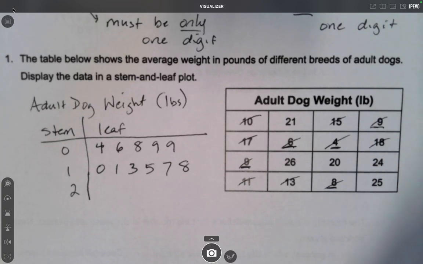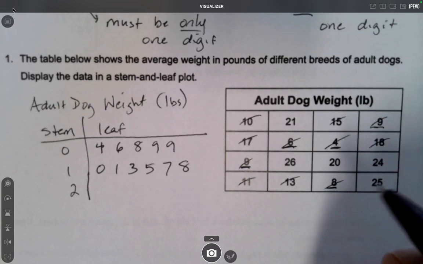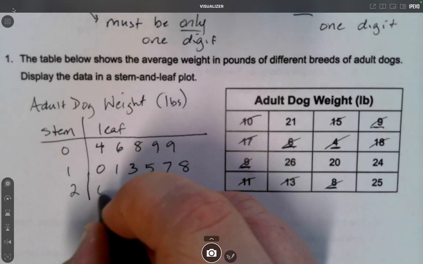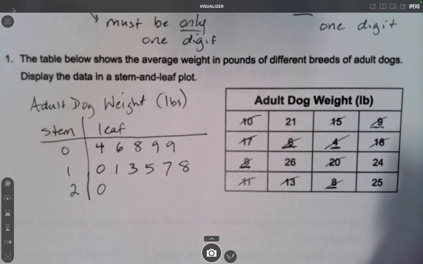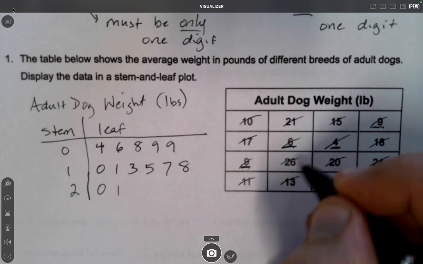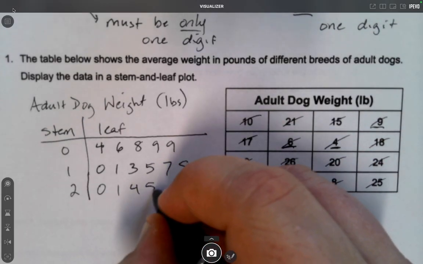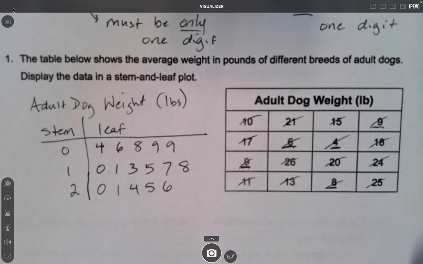Now for the 20s, I see a 20 even, so I put 2, 0 for 20. Put a 1 for 21. And it looks like the last ones are 24, 25, 26. So I put a 4, a 5, and a 6.